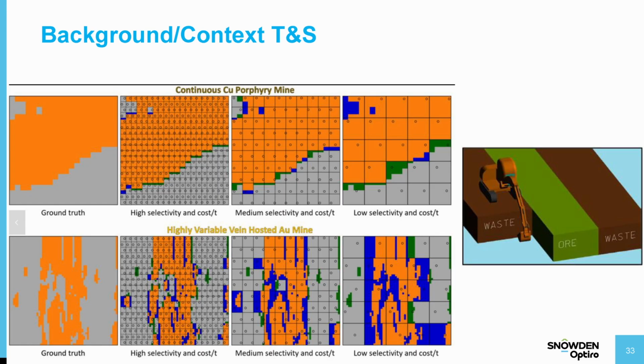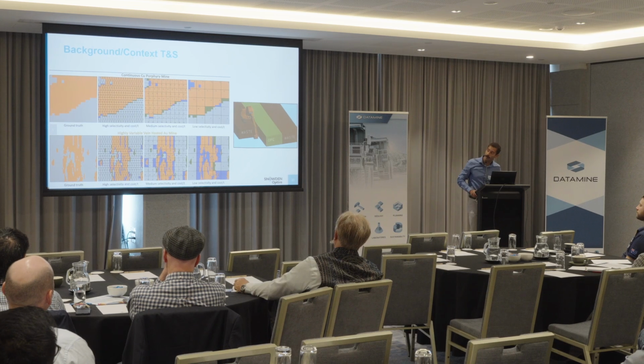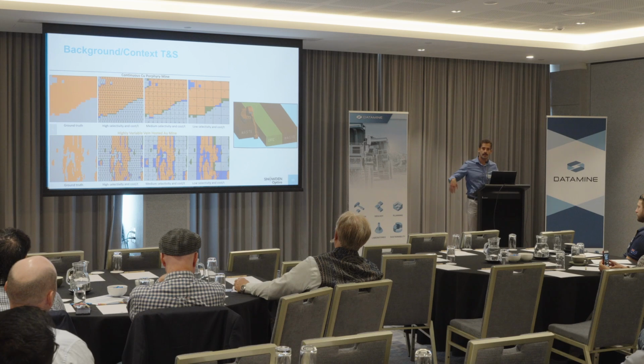You can see from left to right, you just change the size of your block in your block model, and you will see that the bigger your equipment, the bigger your block will be, the lower your selectivity, and the lower your cost. This is for a normal truck and shovel operation, where on the right side of your image you can see a digger segregating the waste from the ore.